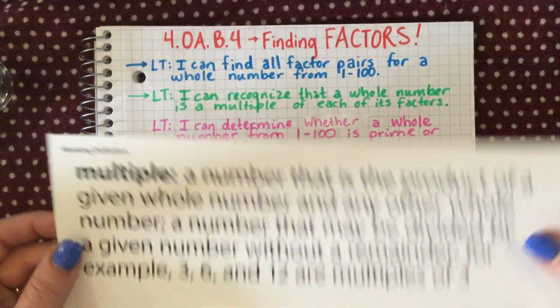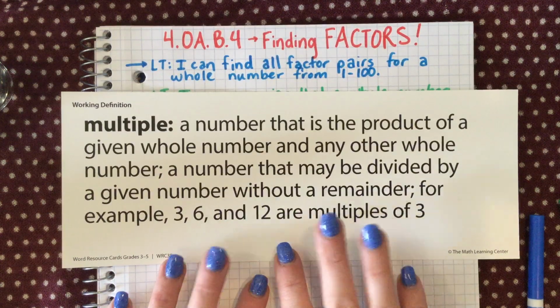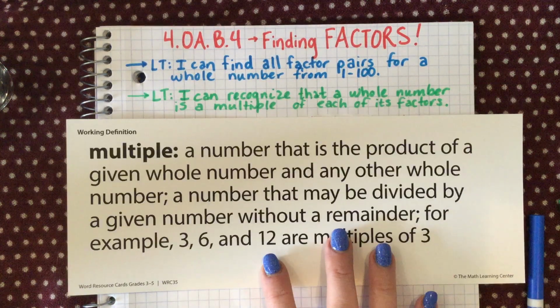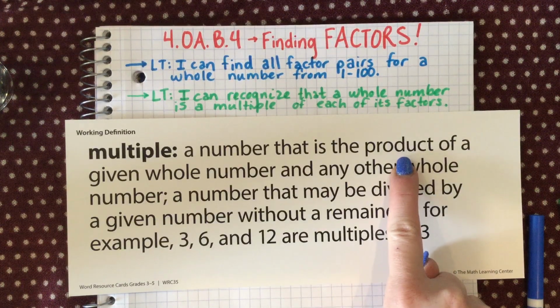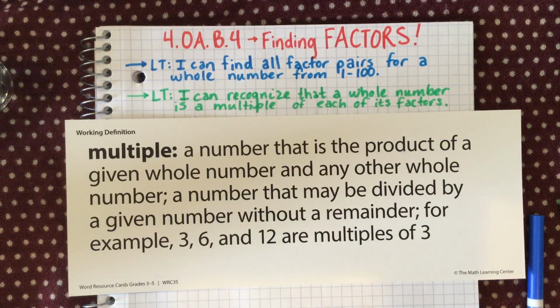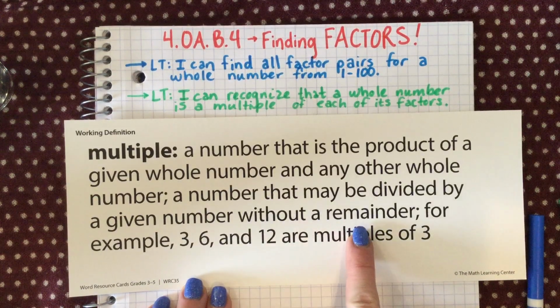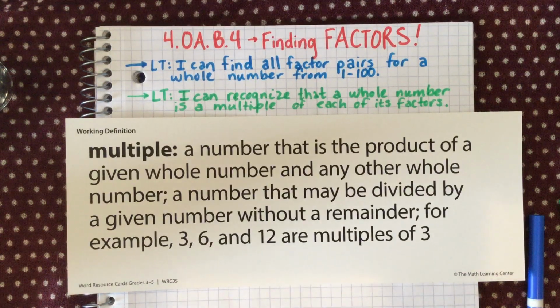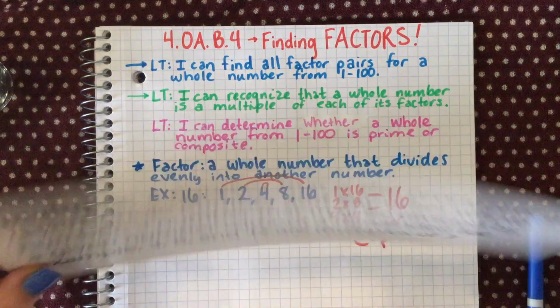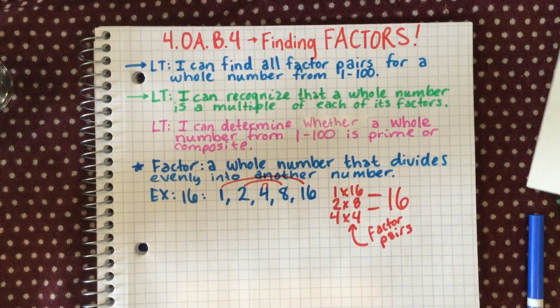So the definition of a multiple is pretty long. I'll let you take a second to read that. So a multiple is a number that is the product, or the answer when you multiply, of a given whole number and any other whole number. A number that may be divided by a given number without a remainder. That's really important. For example, 3, 6, and 12 are multiples of 3. So let's think of some multiples.